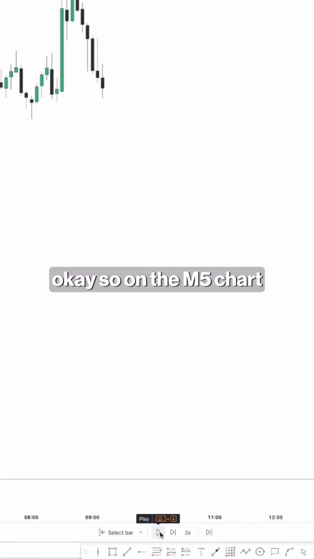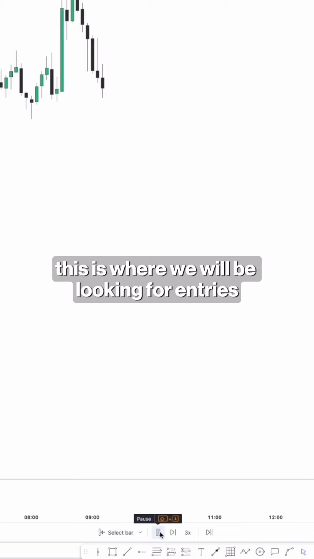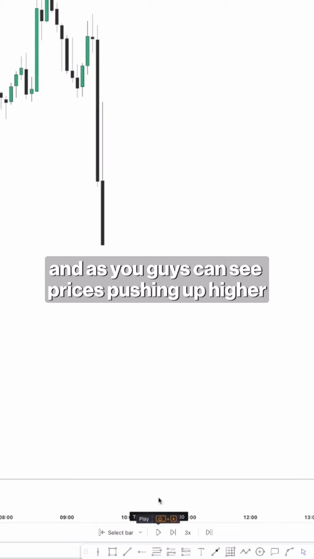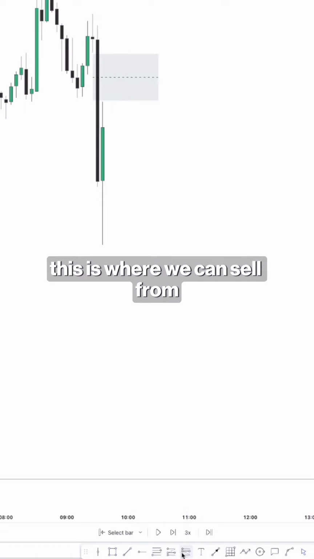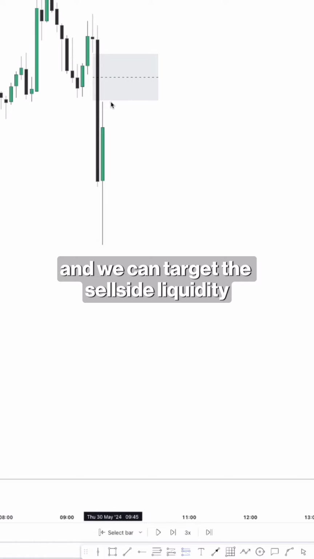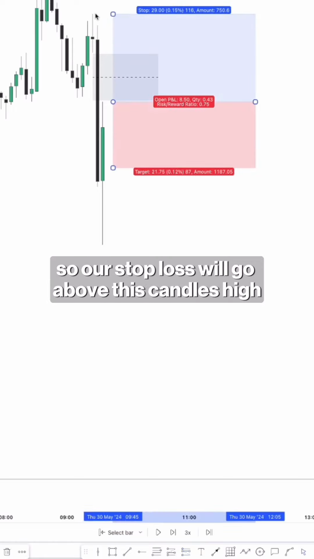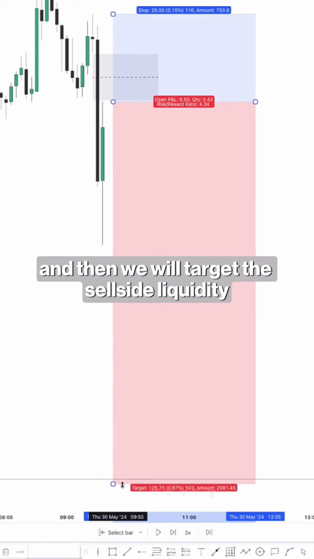Okay, so on the M5 chart, this is where we will be looking for entries. And as you guys can see, price is pushing up higher, then we have this sell off. So we have this fair value gap right here. This is where we can sell from, and we can target the sell side liquidity on the daily chart. So our stop loss will go above this candle's high, and then we will target the sell side liquidity.